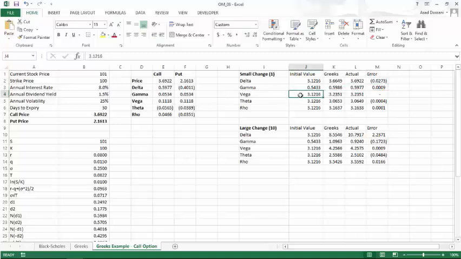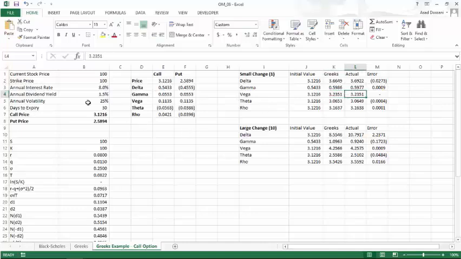Now let's look at Vega. So here I'm saying what happens to the price of the option when volatility goes up by 1. Okay, so let's get this back to 100. The initial value again is 3.1216. According to the Greeks, a 1 point increase in volatility should increase the option price by 0.1135. So it should go up to here.